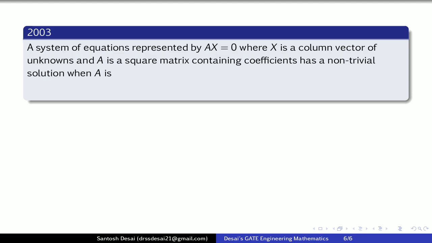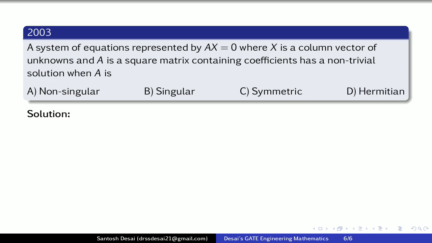Now consider one more example. A system of equations represented by Ax = 0, where x is a column vector of unknowns and A is a square matrix containing coefficients, has a non-trivial solution when A is: non-singular, singular, symmetric, or Hermitian.